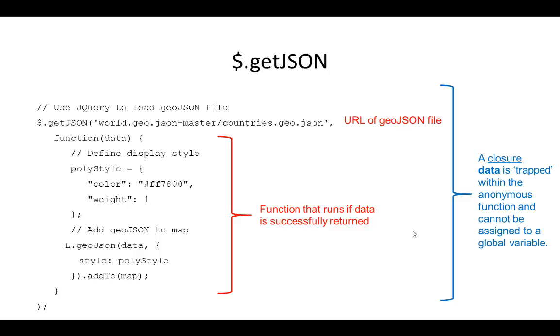Okay, so we've created our map. Now let's load our GeoJSON onto the map. The file countries.geo.json contains GeoJSON polygons for each country.